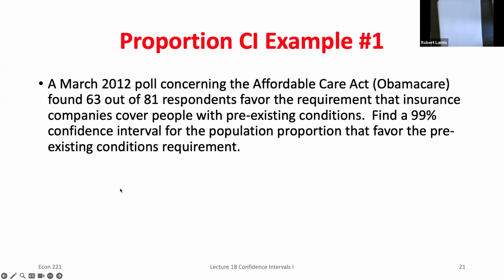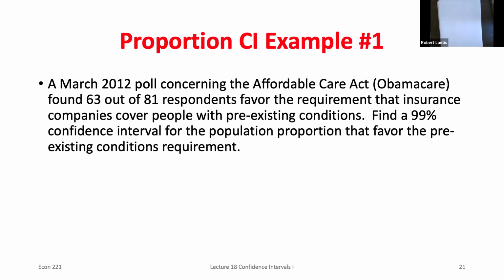Okay. So let's think of an example. Go back to the Affordable Care Act, or Obamacare, back in 2012. Maybe you ask people whether or not they were in favor of insurance companies covering people that had pre-existing conditions. So you got 63 out of the 81. You want a 99% confidence interval. What's the true population proportion of people who are in favor of health insurance that covers pre-existing conditions?